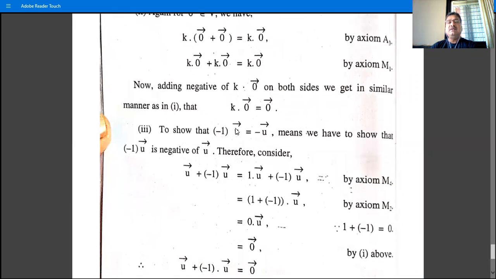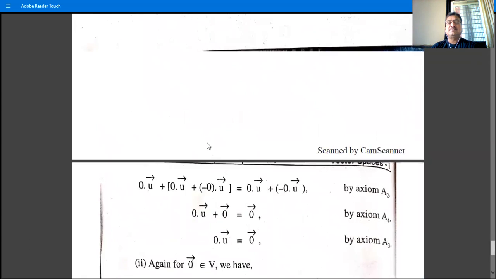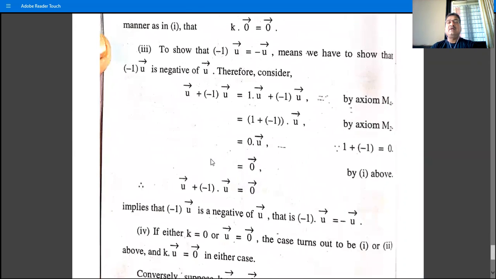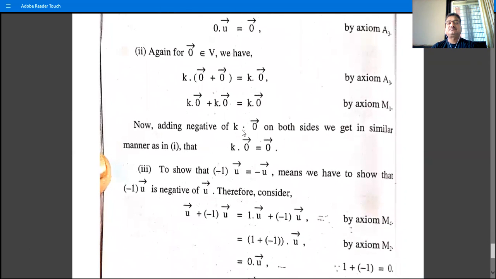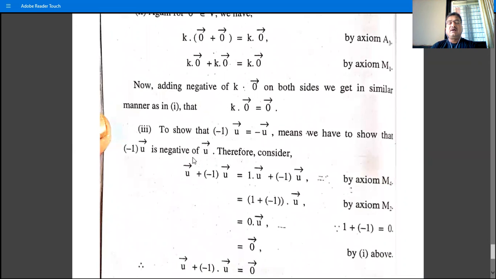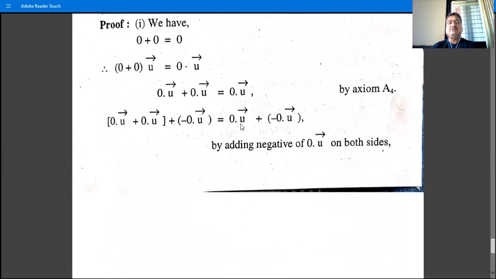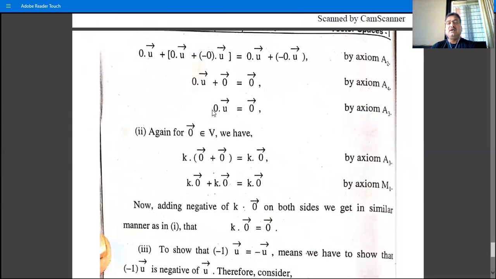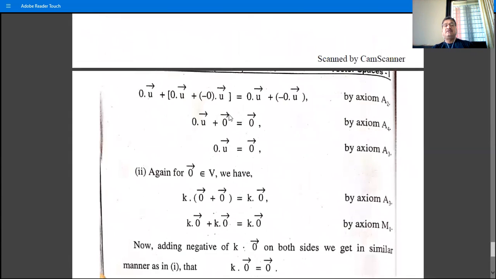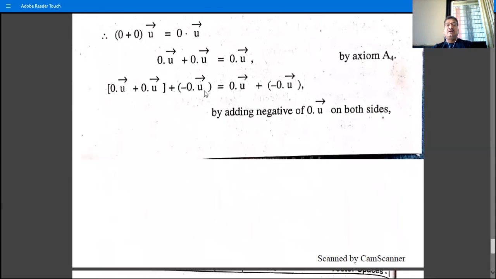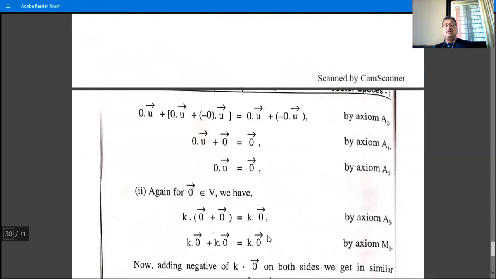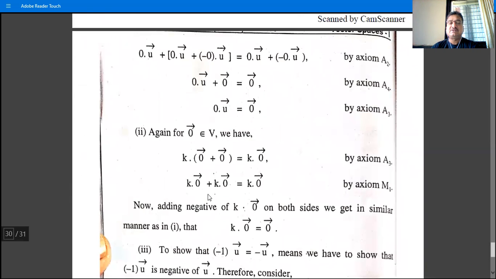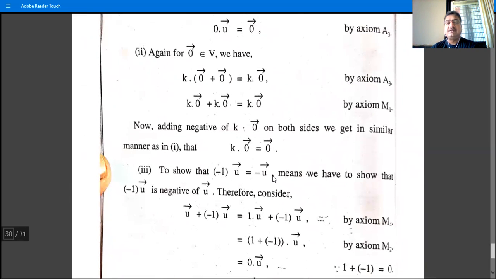Then add the negative of k 0 bar on both sides. Add minus k into 0 bar on both sides, and then k into 0 bar minus k into 0 bar is 0 bar. Shift the bracket and write the value: k into 0 bar minus k into 0 bar is 0 bar, and then k into 0 bar is 0 bar. So write the same proof like this. Add minus k into 0 bar on both sides, and after this step we have k into 0 bar is 0 bar.